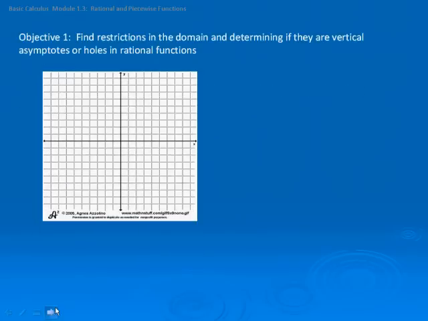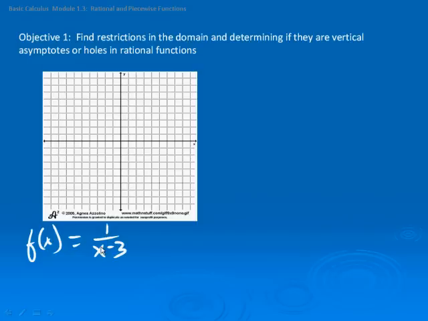Let's take the first objective. We need to find the restrictions in the domain to determine if they are vertical asymptotes or holes. So let's look at a couple of examples of this. The first one we're going to look at is a simple rational function.